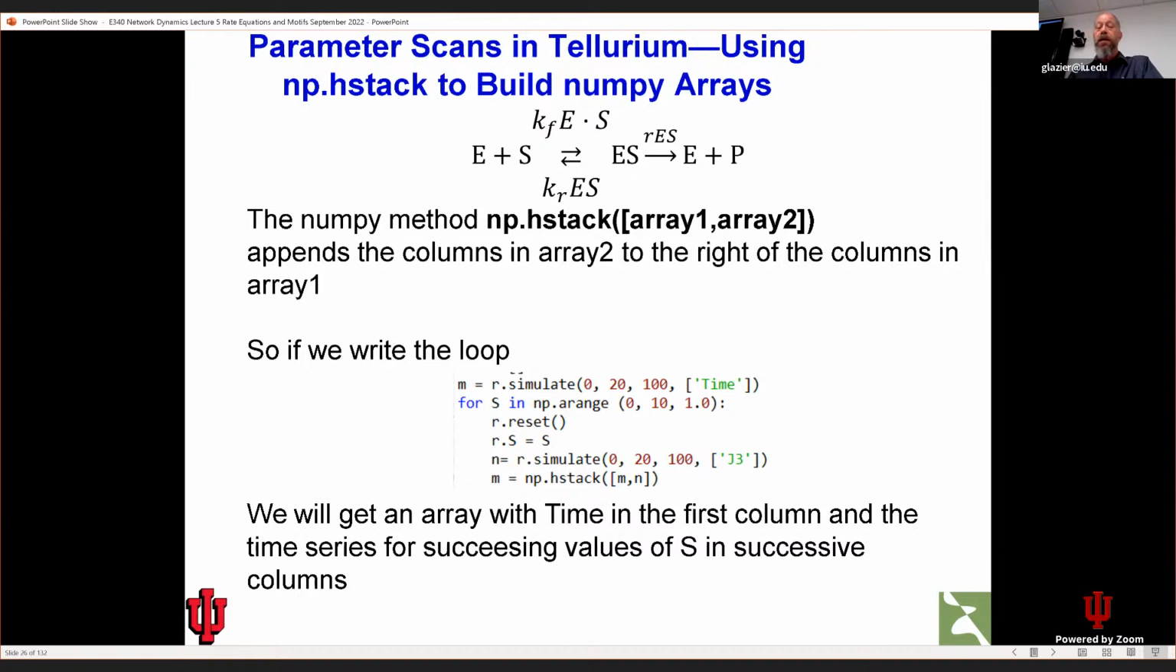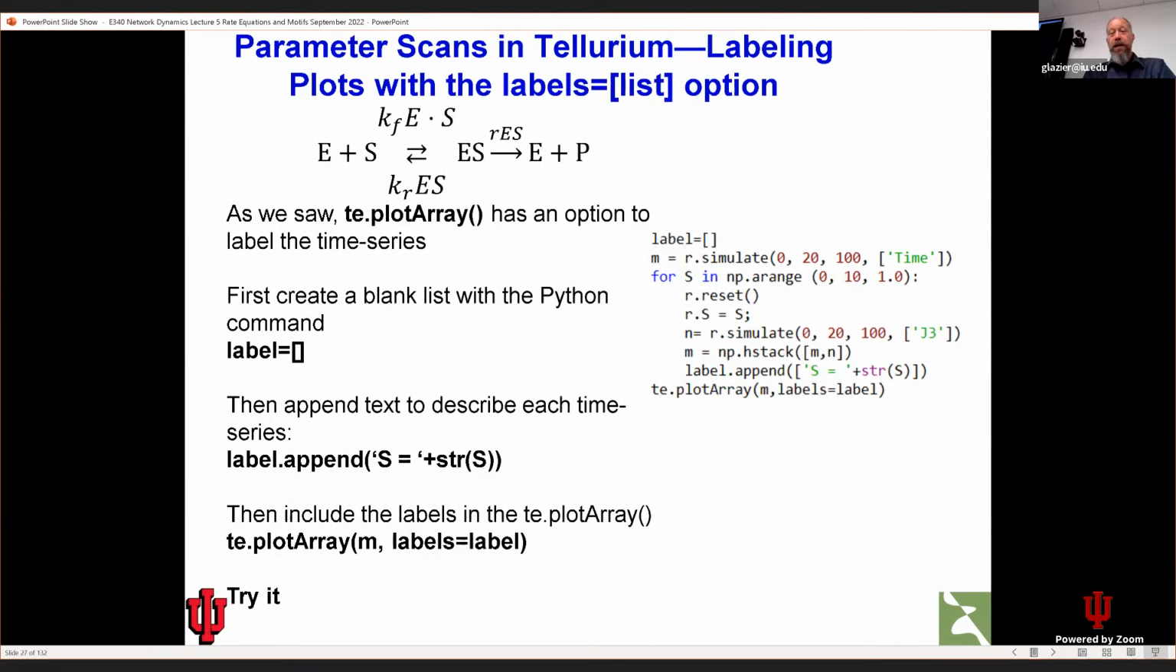I'm h-stacking each one. And so at the end of this, I will have 11 columns, the left-hand most one being time, and the successive ones being S equals 0, S equals 1, S equals 2, and so on. I can use the labeling function to add the values of S, and those are just in order for the columns, excluding the first column. So if I do label.append, I'm stacking S equals 0, S equals 1, S equals 2, and so on. And if I then do a plot array with my labels, I'll get that.